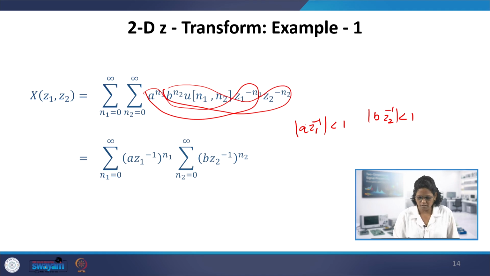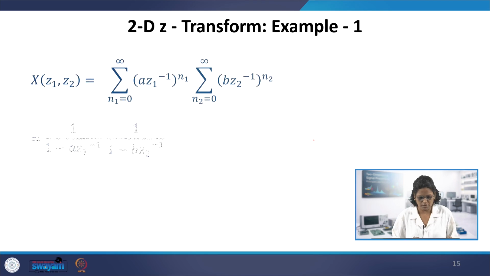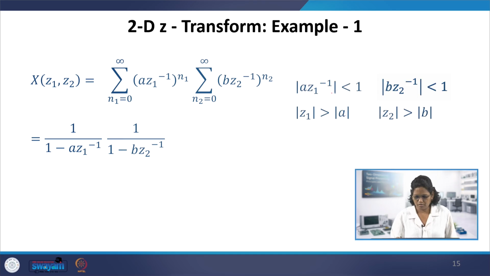So this can be written as 1 by 1 minus a z1 power minus 1, and this would result in 1 by 1 minus b z2 power minus 1. So from that we get the ROCs are |z1| greater than |a| and |z2| greater than |b|. In these cases, also |a/z1| is less than 1 and |b/z2| less than 1.